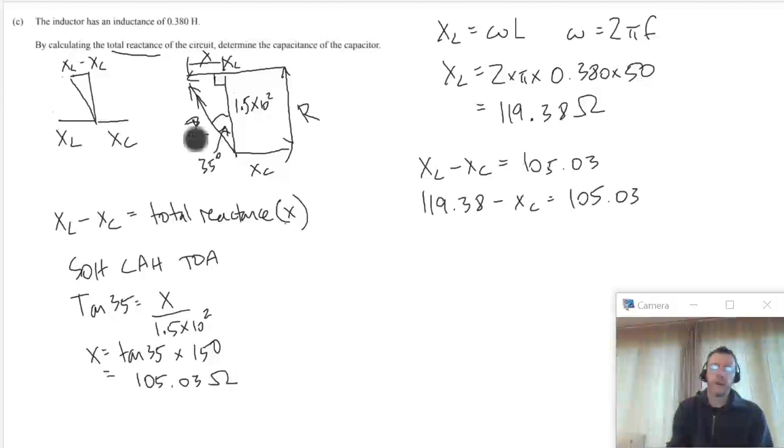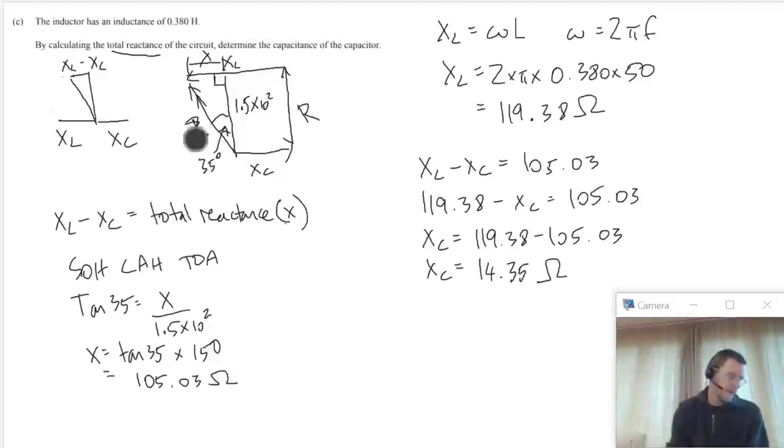And so we're going to bring this to this side by adding XC to both sides, and this to this side by taking 105.03 off both sides. We get XC equals 119.38 minus 105.03. And that leaves us overall that XC equals 14.35 ohms. And lastly, we now need to work out the capacitance.